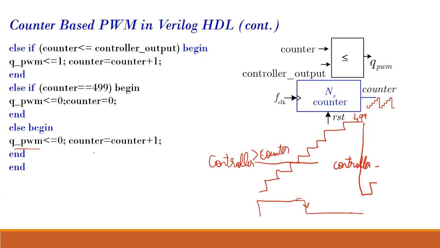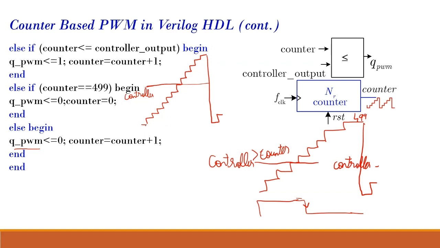So is this understood, or should I explain it once more, because this is very important? Yes, sir. Once the counter reaches the maximum value 499, after that it has to come to 0. At that point, if the controller value is greater than that, sir, can you explain what will happen just after 499?